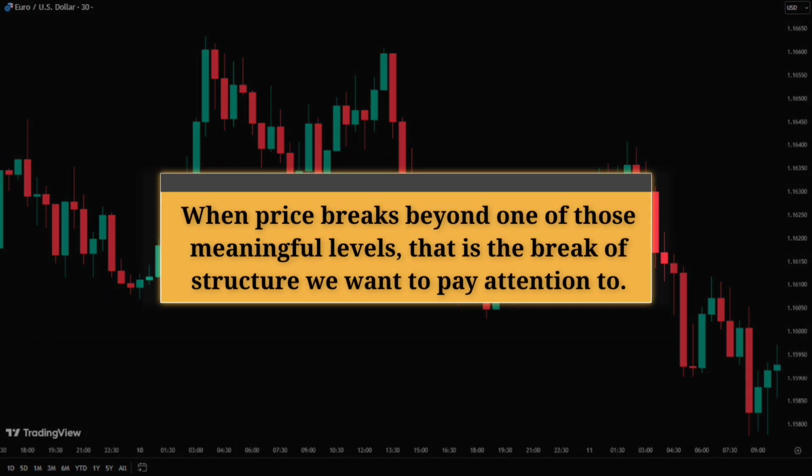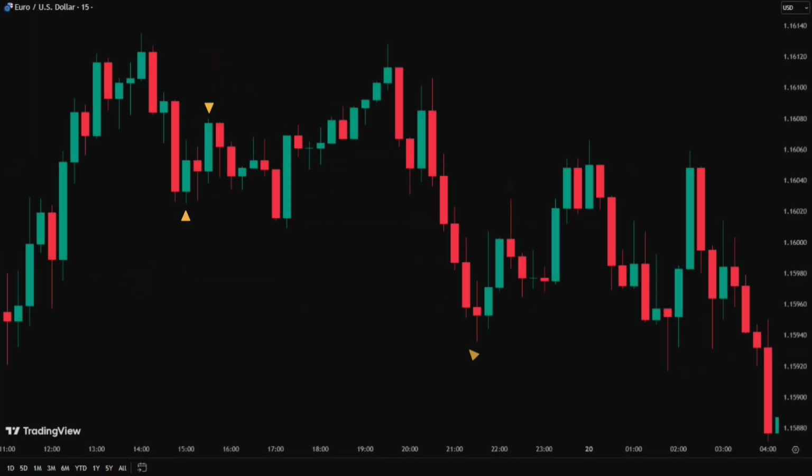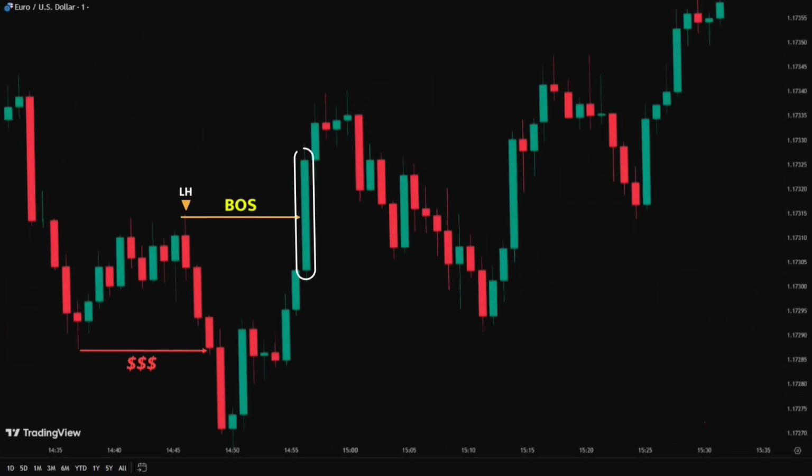When price breaks beyond one of those meaningful levels, that is the break of structure we want to pay attention to. A break of a minor high or low that barely registers on the chart does not carry the same weight. The candle that creates the break also matters.